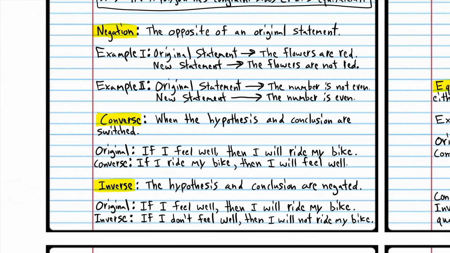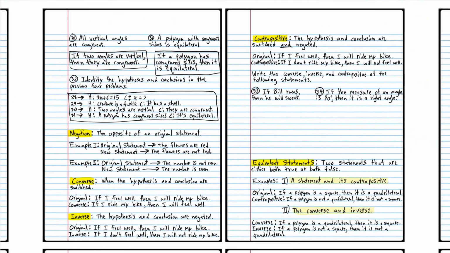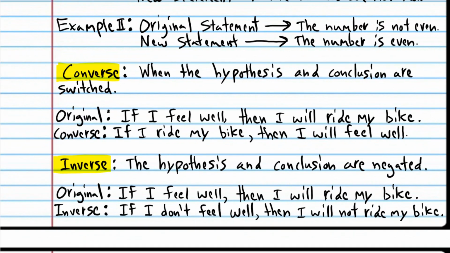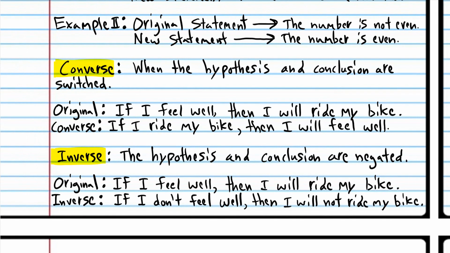All right, so now that we know about negation, we can learn three things. We're going to learn the converse, the inverse, and the contrapositive of an original statement. I know those seem like fancy terms, but don't worry about it. They're pretty easy to learn. So let's say you have a statement, if I feel well, then I will ride my bike. If I feel well, then I will ride my bike.